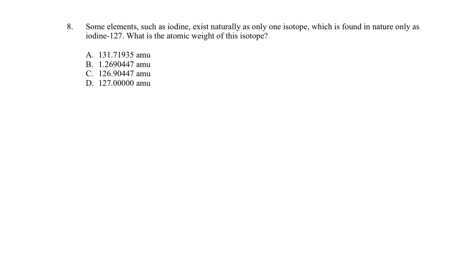So some elements like iodine just exist as one isotope. So iodine only exists in nature as iodine-127. I want to almost say that we probably could have guessed this in a minute, but what is the isotopic mass of that iodine-127? Well, if you know iodine's 100% iodine-127, all we have to do is look at the periodic table. The average atomic weight in the periodic table says 126.9047, this number here.